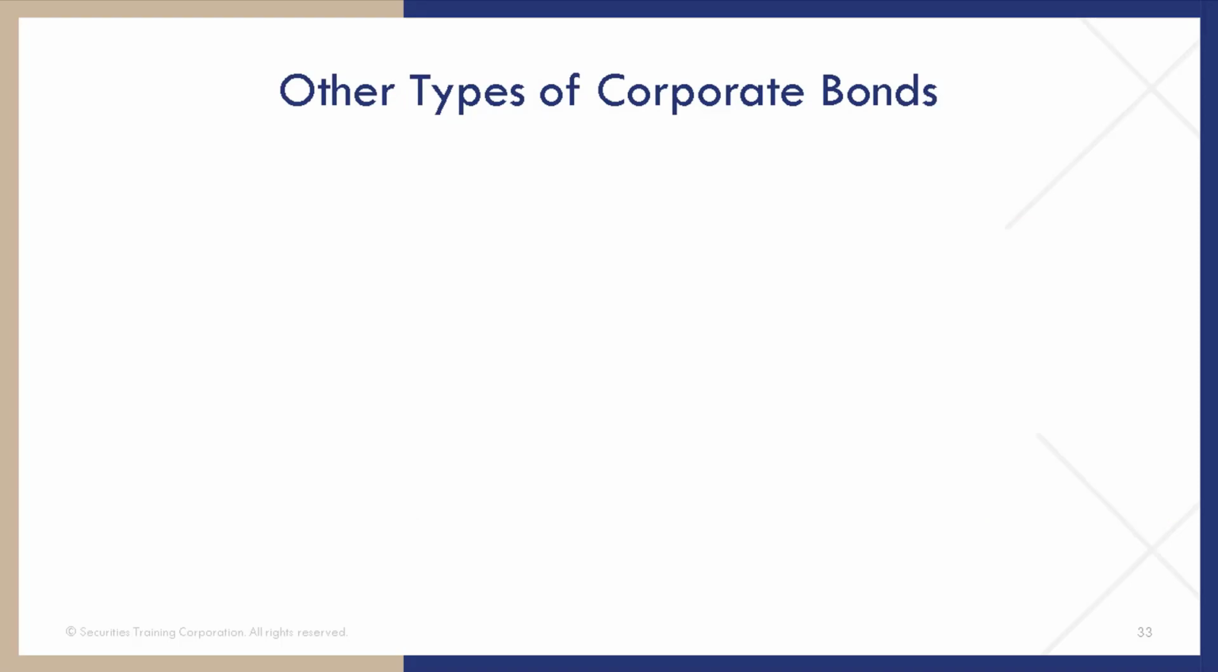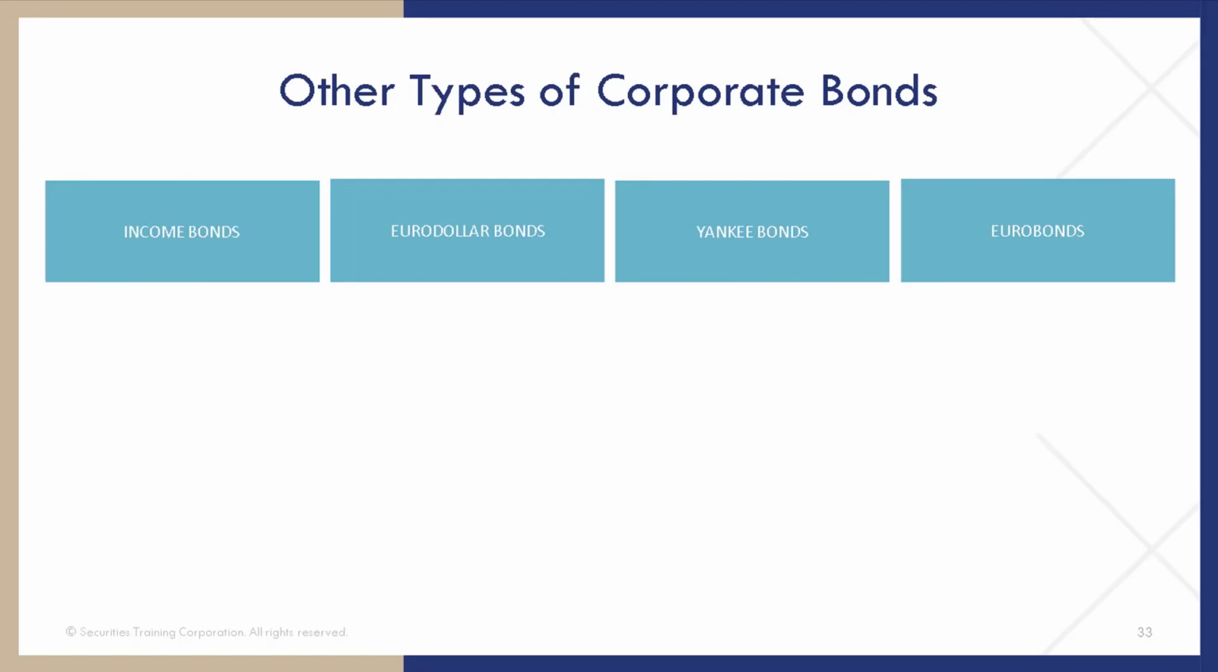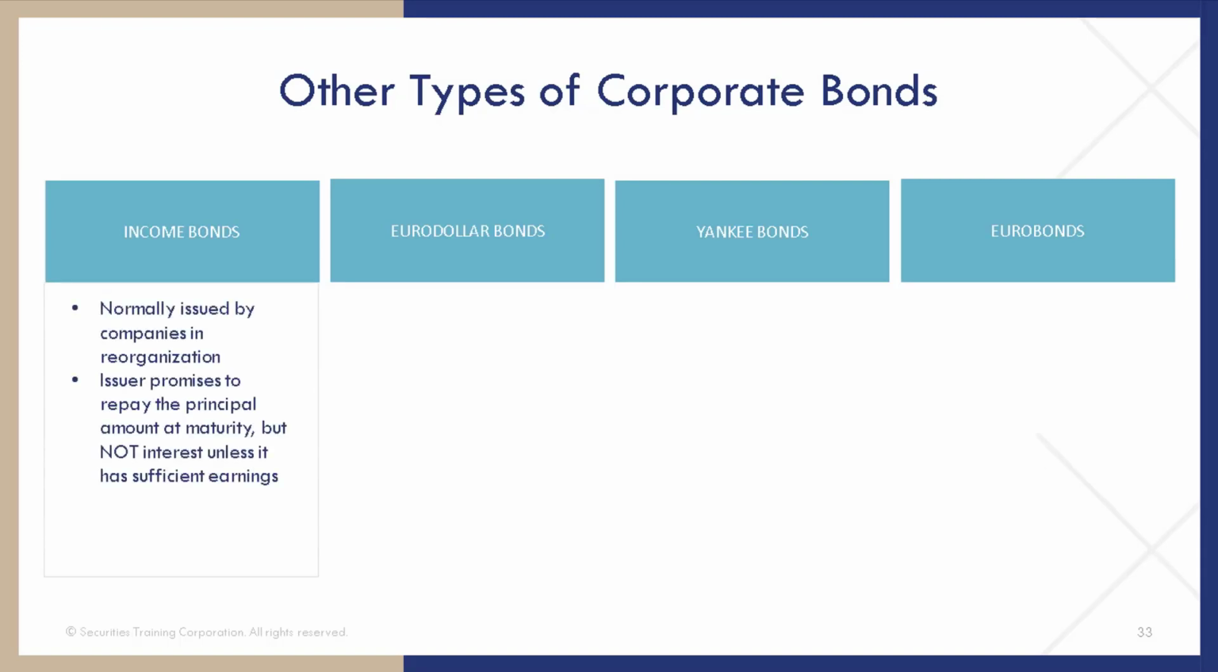Some other types of corporate bonds. We have income bonds, Eurodollar bonds, Yankee bonds, and a more general term, Euro bonds. Income bonds are a strange type of bond. They are sometimes issued by companies that are coming out of bankruptcy in a corporate reorganization. What makes income bonds very different than other types of bonds is the interest is payable only if the income is sufficient.